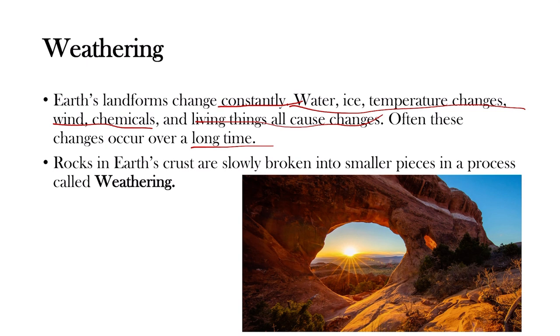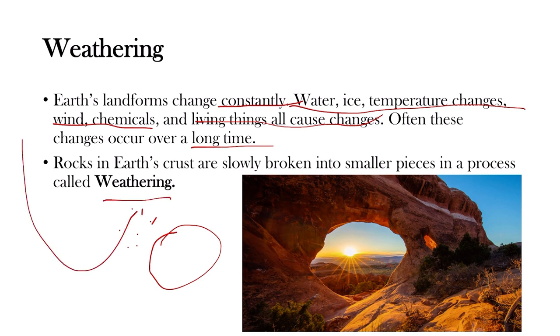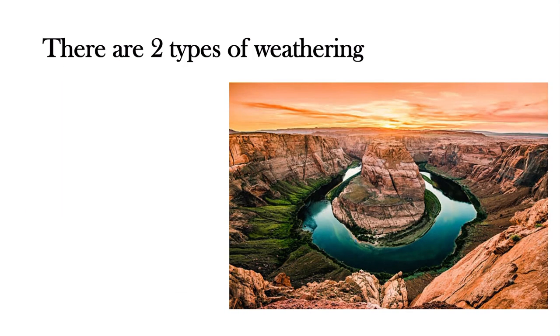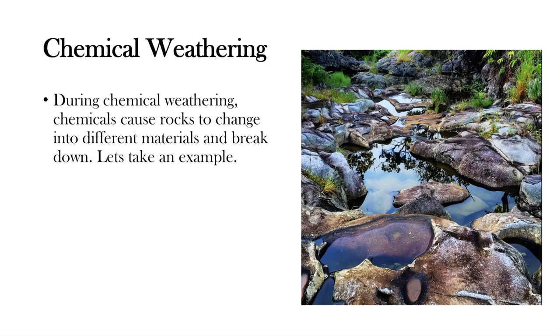Rocks in Earth's crust are broken into small little pieces in a process called weathering. There are two types of weathering that we should know: chemical weathering and physical weathering. Let's start with chemical weathering. During chemical weathering, chemicals cause rocks to change into different materials and break down.